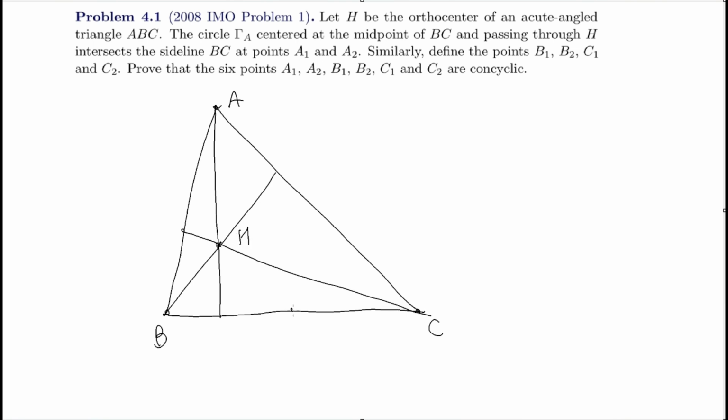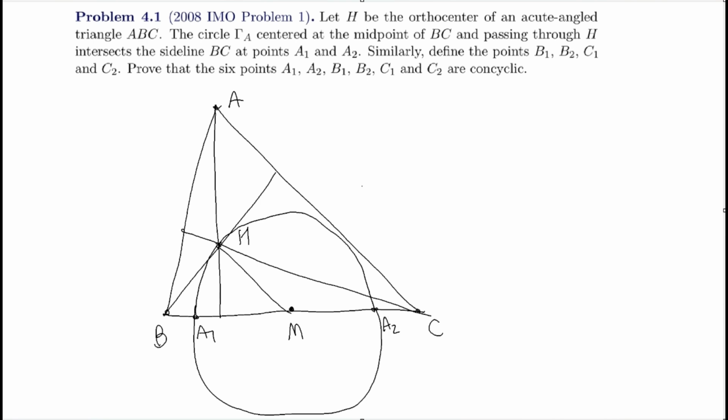So let's first look at gamma A. This is the midpoint of BC, and we draw in the circle with radius this. So something like this. And this is A1 and A2.